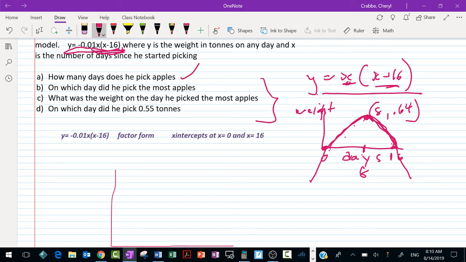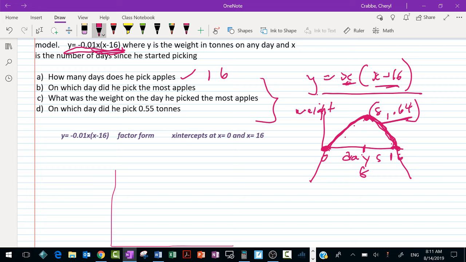And so can we answer this question? How many days does he pick apples? Well, he picks apples for 16 days because he starts here and he goes all the way over to 16 days. On which day did he pick the most apples? Well, on the 8th day he's picked the most apples because that's where the maximum point is. What was the weight? Well, it's 0.64 tons because that's what the point of the vertex is. On which day did he pick 0.55 tons?